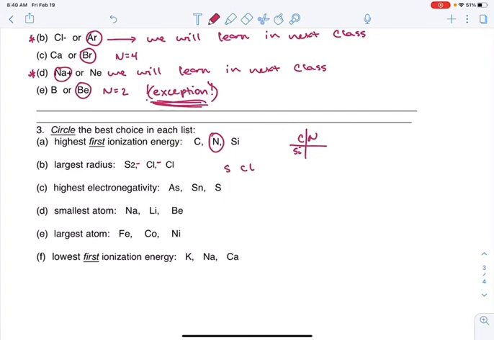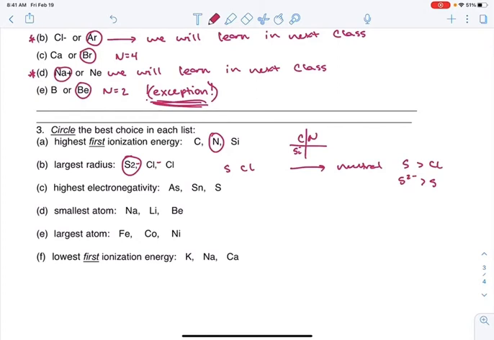So in general, right, if we just compare the neutral forms, sulfur is going to be bigger than chlorine, which means that an S2 minus is going to be bigger than just the neutral form of sulfur. So if sulfur is already bigger than chlorine and the anionic form of sulfur is bigger than its neutral form, then probably the anionic version of sulfur is going to be even bigger than the anionic version of chlorine, right?